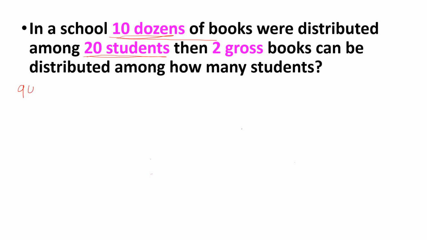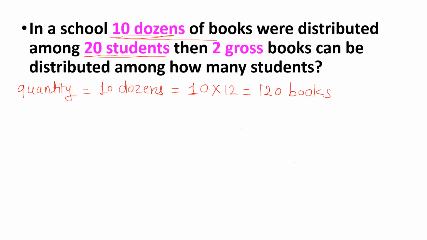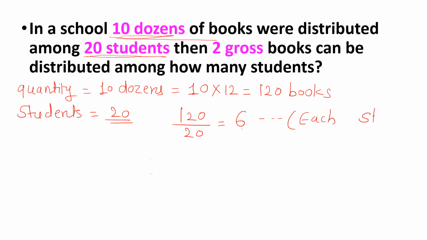So quantity of books here is 10 dozens. We know that 1 dozen is nothing but 12 units. So 10 dozen means 10 multiplied by 12, that is 120 books. It is mentioned that there were how many students? So there were 20 students. Now these 120 books were distributed among 20 students. Means each student got 6 books. Right?